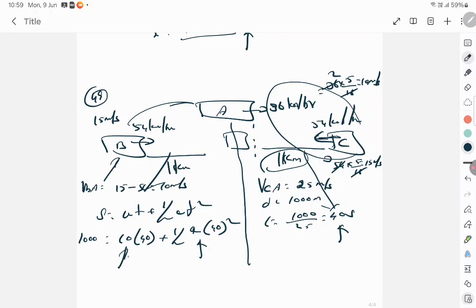Here, did we substitute the relative velocity? We know this is 10, this is not 5, this is 10, and so the relative velocity is 5 meter per second, and so this is 5. Okay, I'm sorry about that.